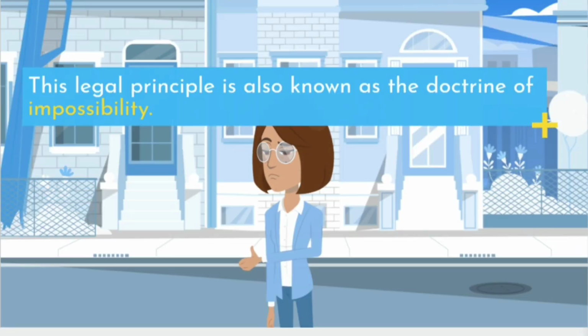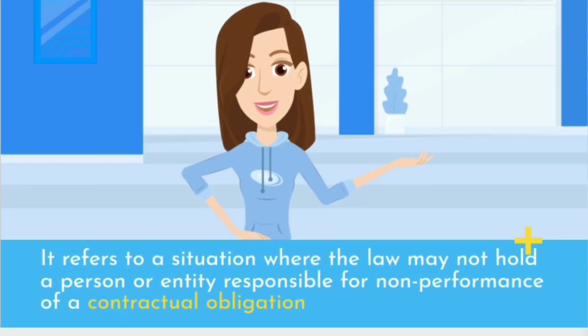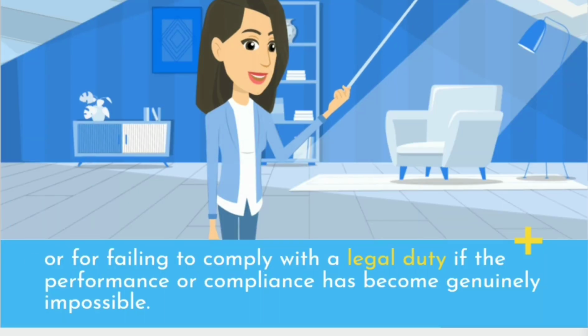This legal principle is also known as the doctrine of impossibility. It refers to a situation where the law may not hold a person or entity responsible for non-performance of a contractual obligation, or for failing to comply with a legal duty if the performance or compliance has become genuinely impossible.